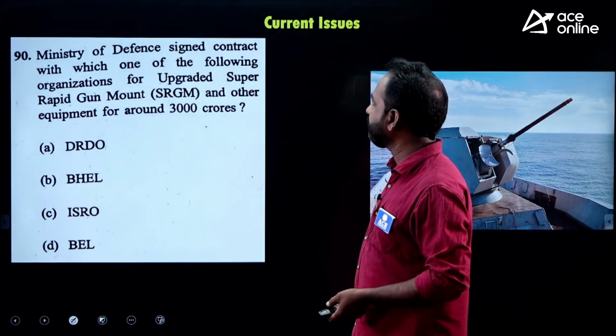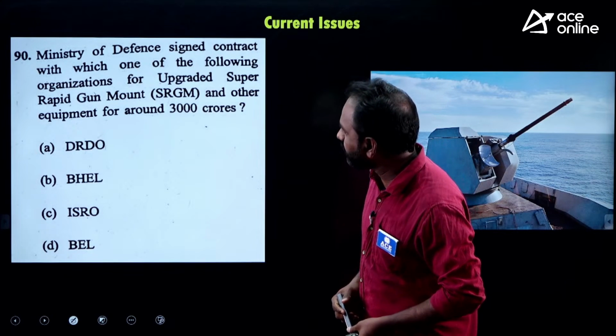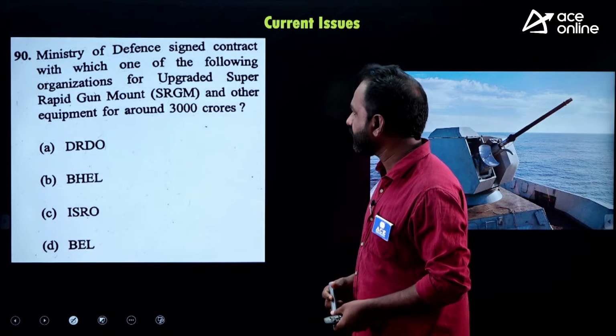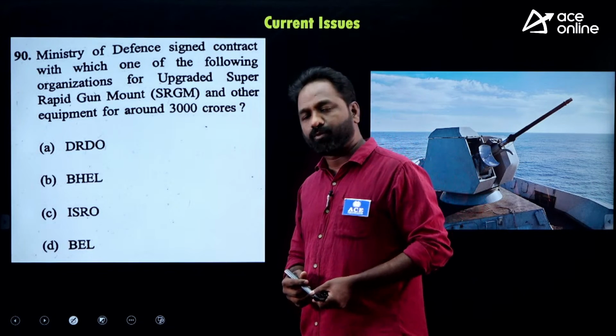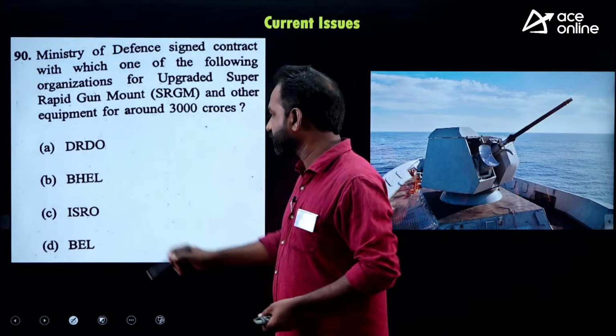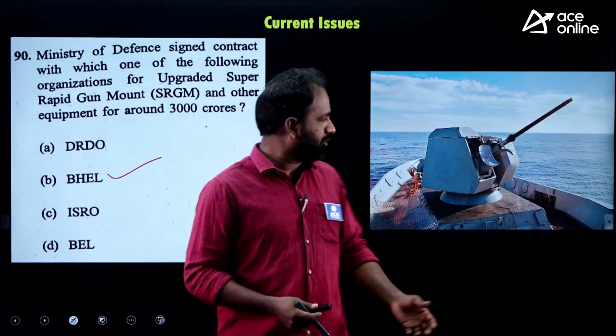Next question, Minister of Defence signed contract with which of the following organizations for upgraded super rapid gun mount and other equipment, around 3,000 crores. So Minister of Defence signed an agreement with BHEL. For what, sir? To produce this.